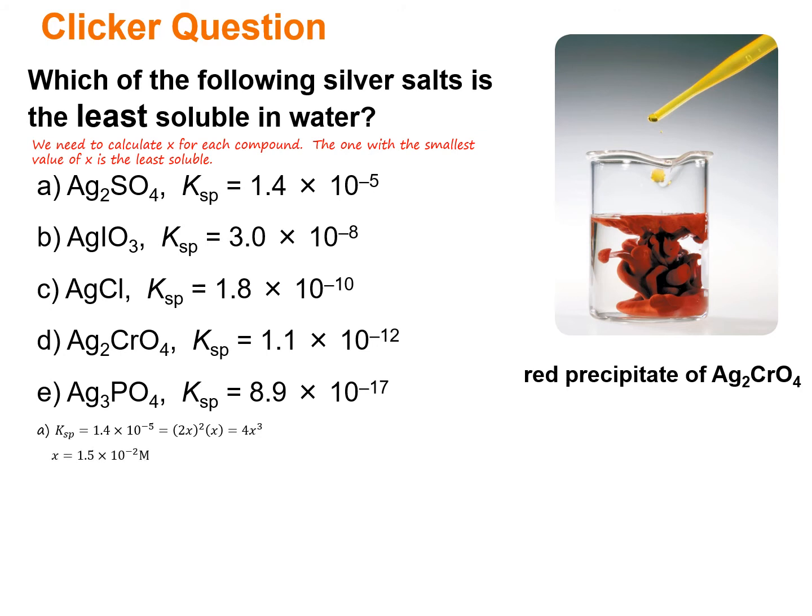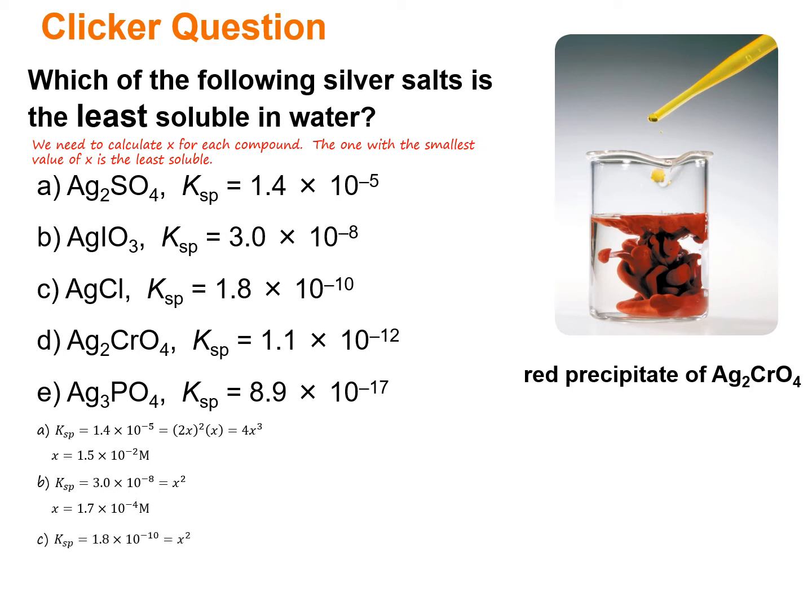Solving for the second one, silver iodate, that's just going to break into 2 pieces, the silver and the iodate, and it's just going to end up with an x squared value. We go ahead and do the square root of 3 times 10 to the minus 8. We end up with 1.7 times 10 to the minus 4 molar.